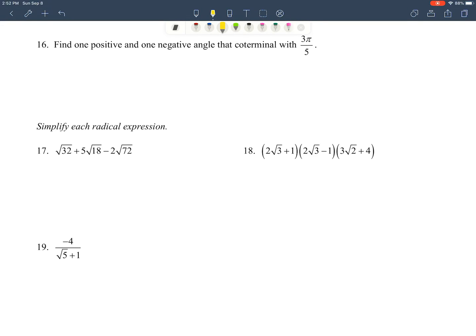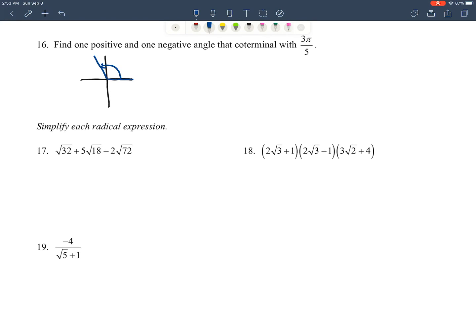All right, problem 16. Find one positive and one negative angle that are coterminal with 3 pi over 5. So as we start out here, let's just think about 3 pi over 5, or 3/5 pi. We know a whole pi would be 5/5, so 3/5 is about 60%. That angle looks something like this. All right, it opens up from here to there.